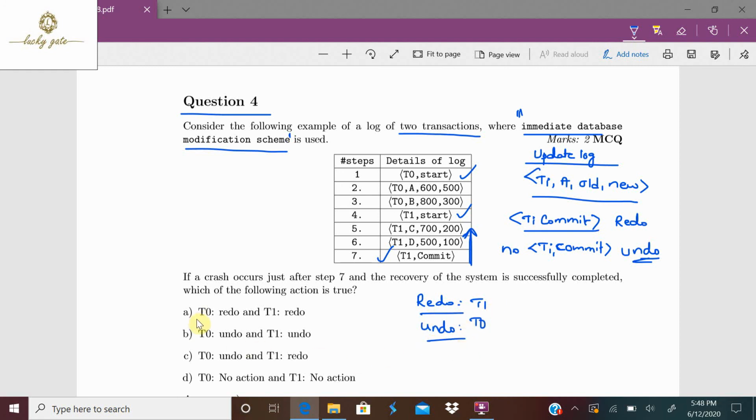Now look at option A. T0 redo is incorrect, T0 undo correct, T1 undo incorrect. T1 undo is incorrect because it had log records T1 start and T1 commit. It doesn't require undo, it requires redo. So option B is incorrect. Option C, T0 undo, T1 redo, correct. Option D, T0 no action, is incorrect. Actually, no action is required in the case of deferred database modification, not in the case of immediate database modification. So the answer for the question is option C.